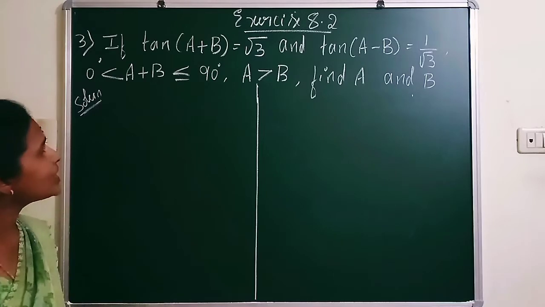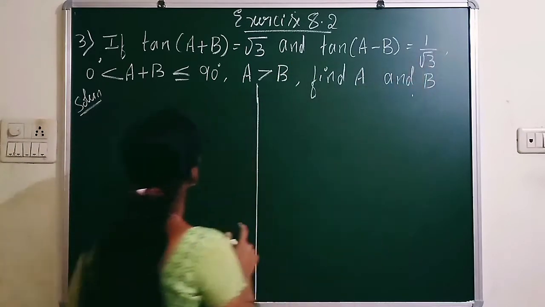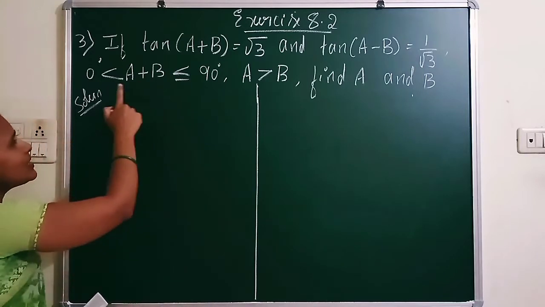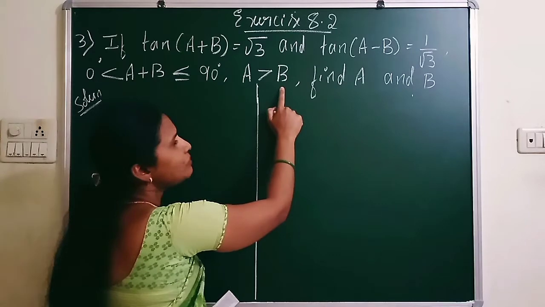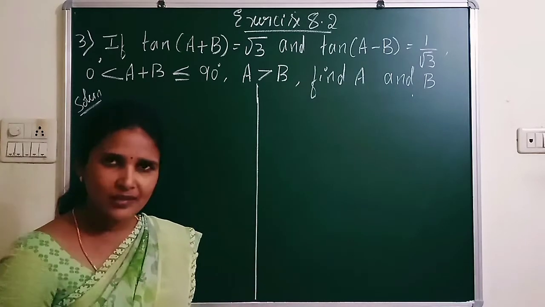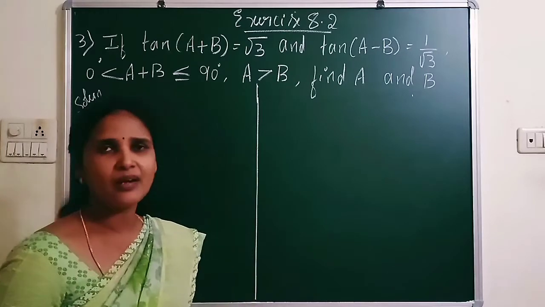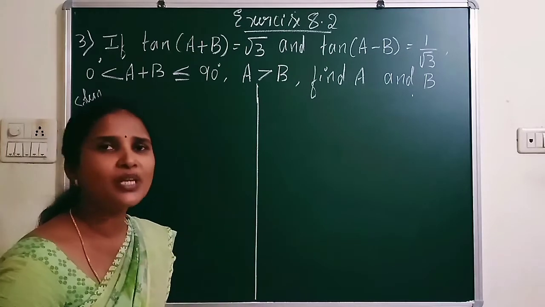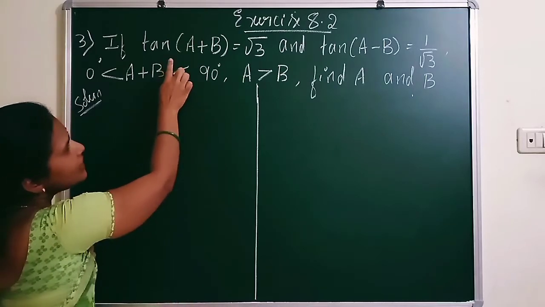If tan(A + B) equals root 3 and tan(A - B) equals 1 by root 3, where 0 degree < A + B ≤ 90 degree and A is greater than B, find A and B. So this question is very important, concentrate. And a related question you have as an example in your textbook, that also you look at.